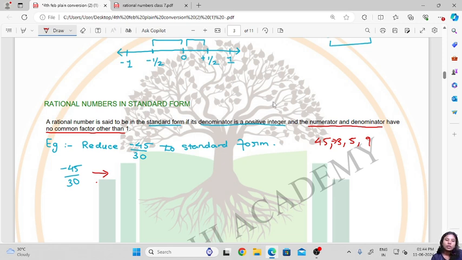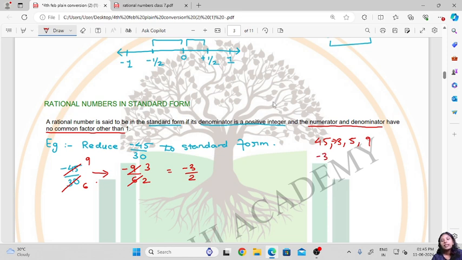Now if we cancel out 45 and 30, say we cancel out in the table of 5. 5 sixes are 30 and 5 nines are 45. So in this case we are left with 9 and 6. 9 and 6 have more common factors than 1, so we can go further. Say we go by the table of 3. 3 twos are 6 and 3 threes are 9. So now we finally have minus 3 by 2.